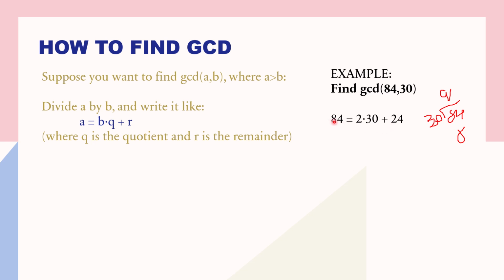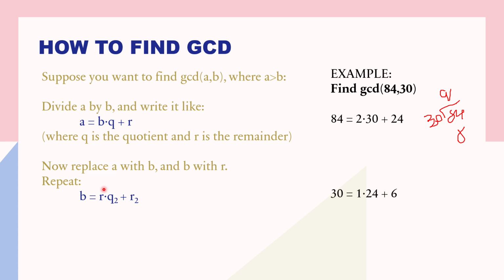You write A = B·Q + R. Now the second step uses the same formula, but only the values of A and B are going to change. How? B over here now becomes A, and this R over here now becomes B. How? We see here.